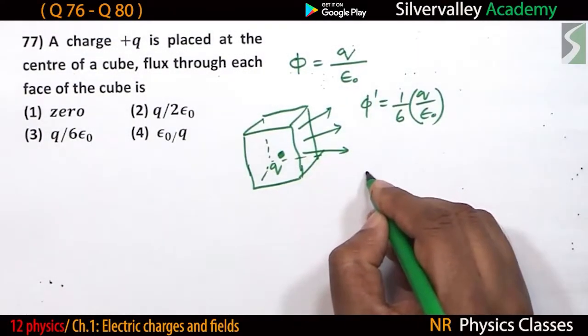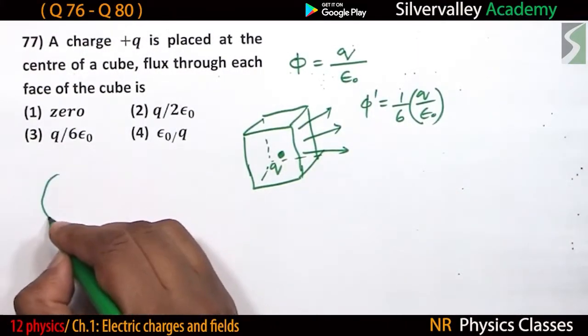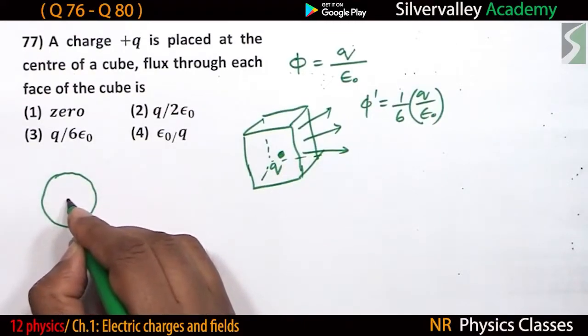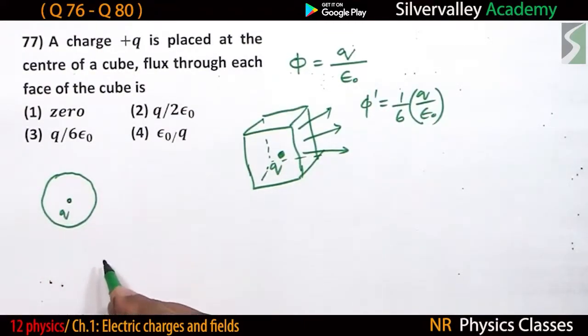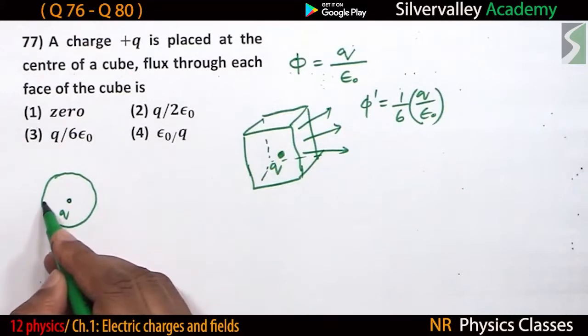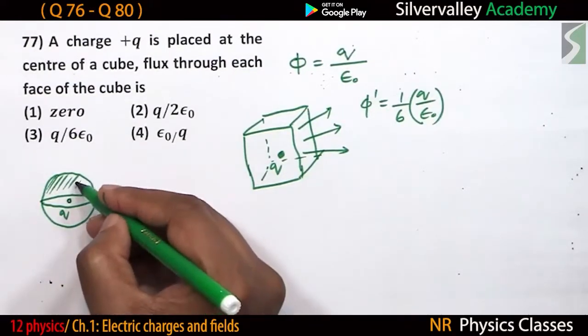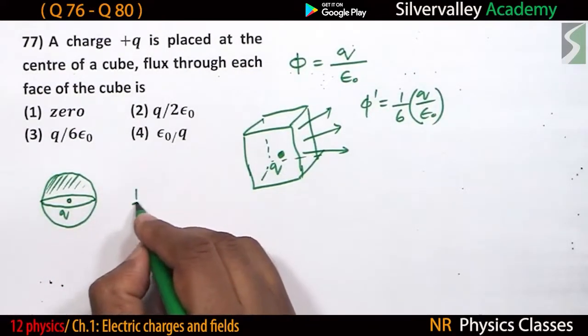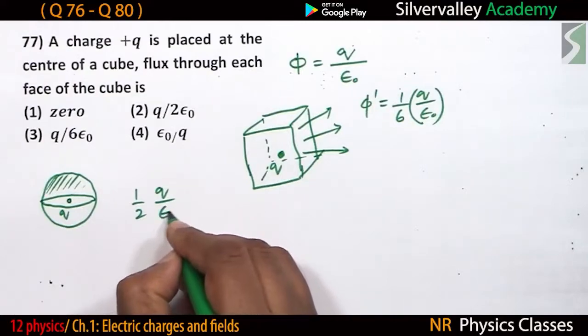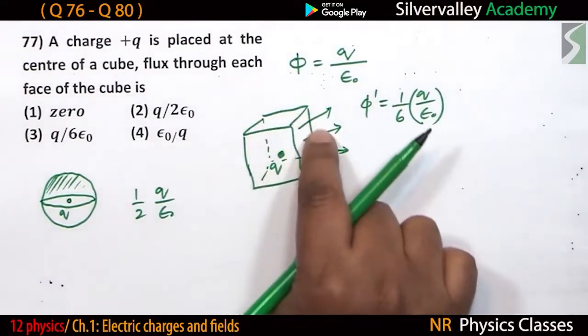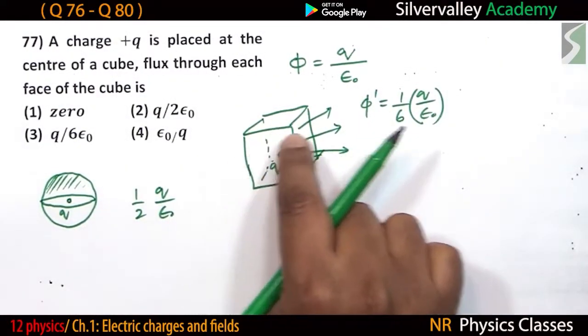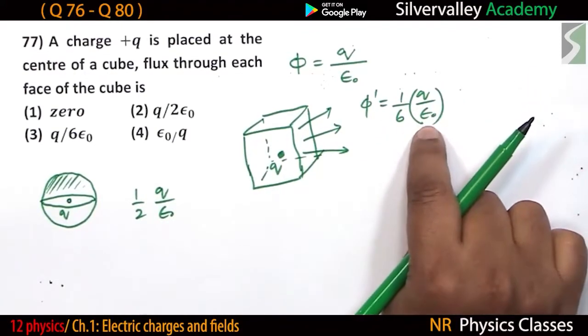If there is a sphere and the charge at the center of the sphere is q, what is the flux through each hemisphere? Hemisphere is half of the sphere. What is the flux through half of the sphere? There are 2 halves. Therefore, half of q by epsilon naught. Similarly, this cube has 6 faces. Therefore, 1/6 of q by epsilon naught.